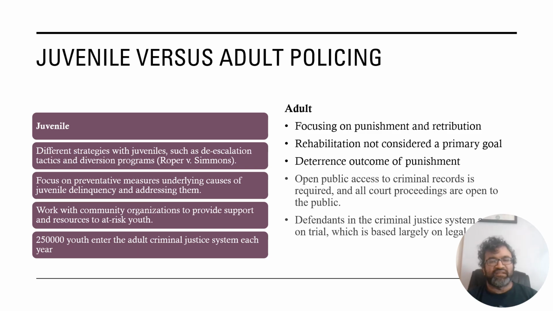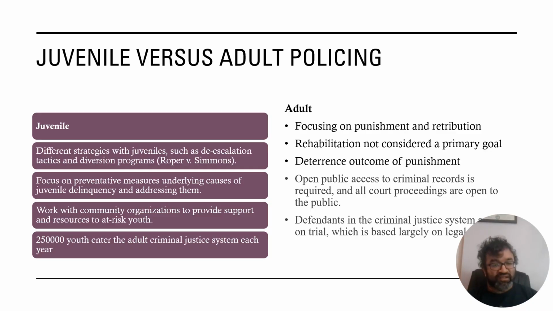Juvenile versus adult policing, there are a lot of differences. I'm going to start off by talking about the juveniles, different strategies with juveniles than adults, de-escalation tactics, and diversion programs. And the reason I included Roper versus Simmons is because this was a landmark court case that took place afterwards when a juvenile individual was put to death. So capital punishment in terms of death is quite alarming. So that's why this case is so important.